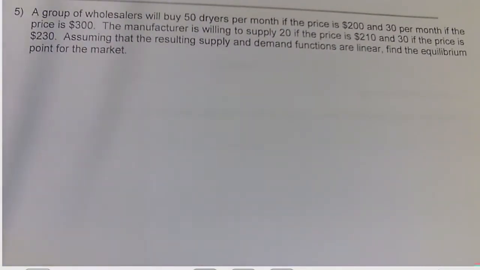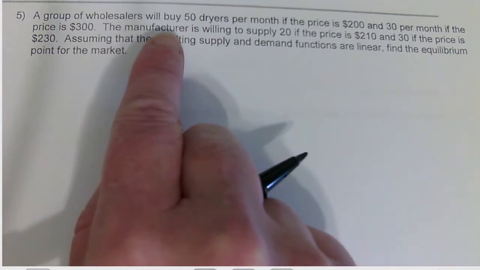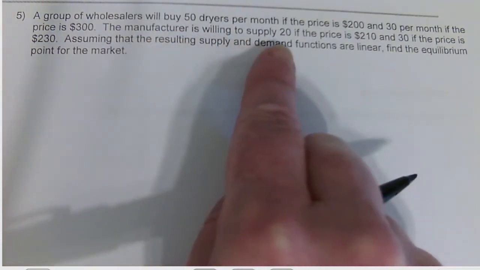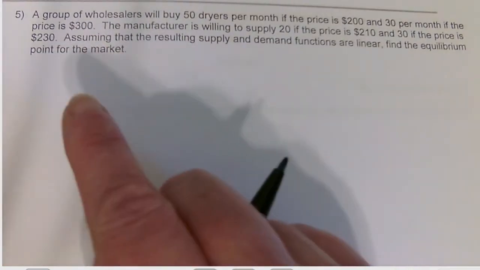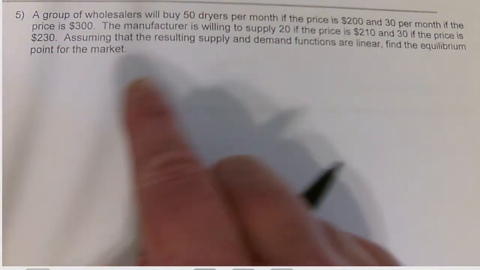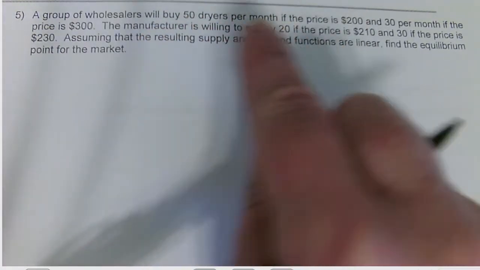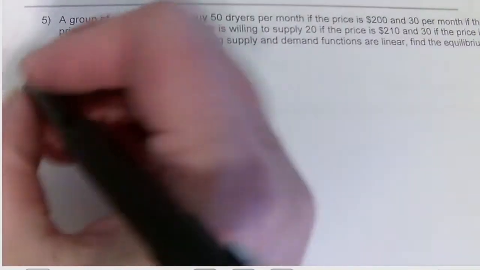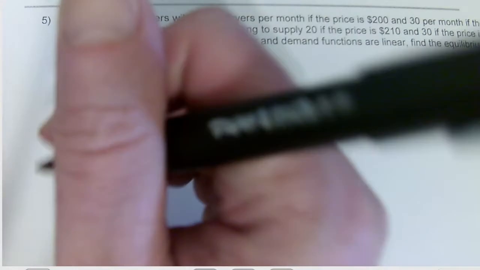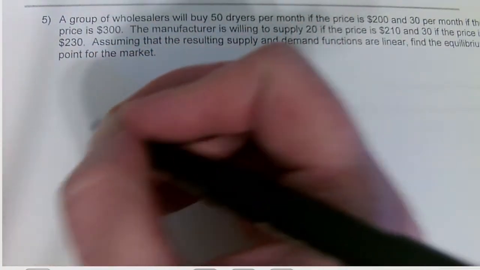A group of wholesalers will buy 50 dryers per month if the price is $200 and 30 per month if the price is $300. Will buy, that's talking about demand. Will supply, that's talking about supply. So we've got these basically 2 points that they're giving us, 50 dryers for $200. And remember, we're doing our Y as our price, so we'd have the change in price over the change in quantity.